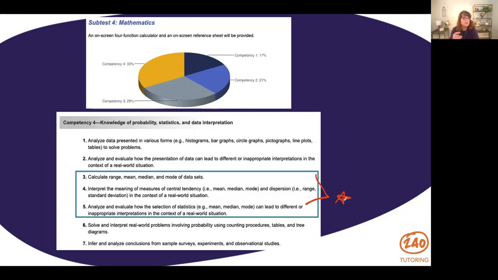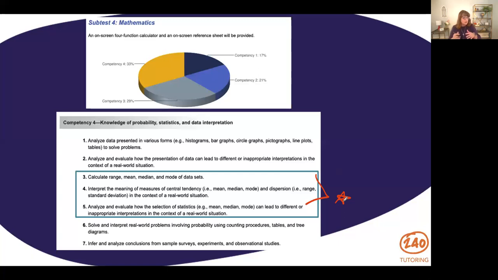So those things that relate to central tendency, all right, looking at those data sets and statistics. Next week, we will look at graphing, interpretation of data, probability, and surveys and experiments. So we'll be looking at that next week. So skills 1 and 2, 6 and 7.